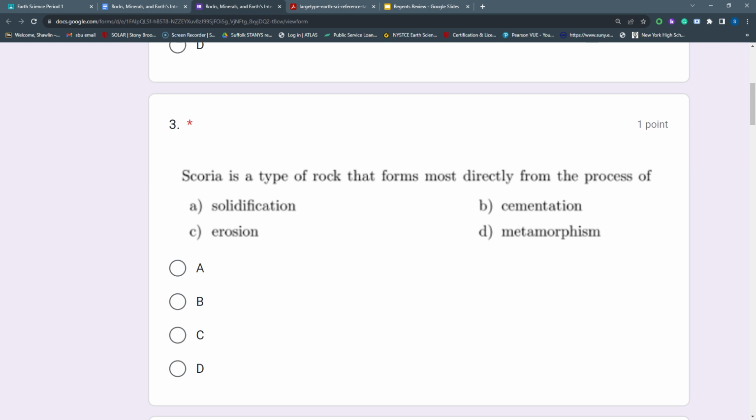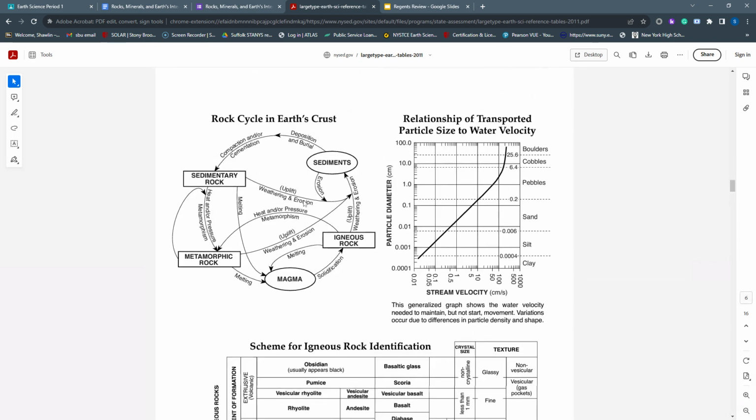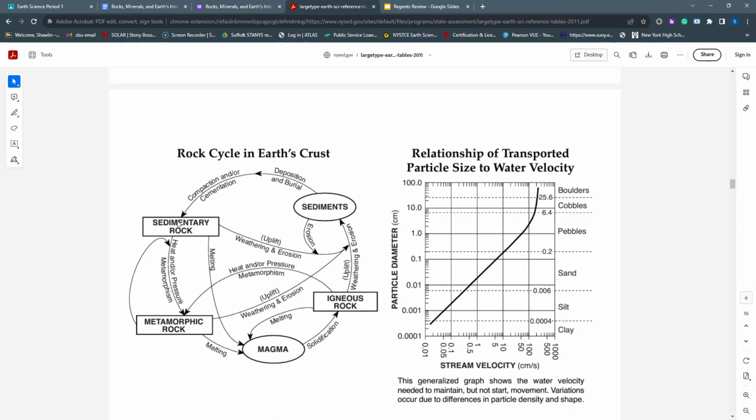So if it ever asks you about how a rock formed, you're gonna go here. Okay? So remember that sedimentary rocks, if I follow the arrows that point to sedimentary rocks, form from compaction, cementation. They also form from deposition and burial, and they also form from weathering and erosion. So an igneous rock can weather and erode, deposit and bury, compact and cement to form a sedimentary rock. A metamorphic rock can also go through weathering and erosion, deposition, burial, compaction, and cementation to form a sedimentary rock.